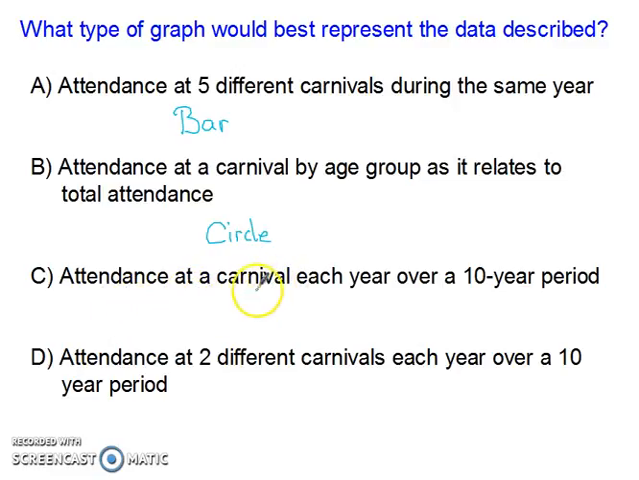And then we have attendance at a carnival each year over a 10-year period. So you're talking about something over time, and it's a single carnival. So therefore, that would be a line graph. And this last one, attendance at 2 different carnivals each year over a 10-year period. So this one's very similar to the one we just did, only we're analyzing 2 different carnivals. So it's still over time, but because it's 2, it's going to be a double line graph.